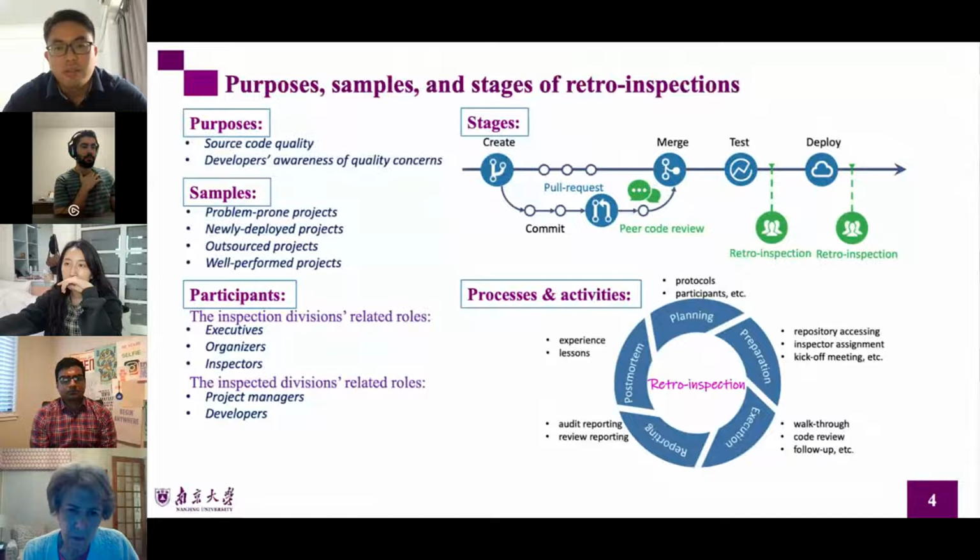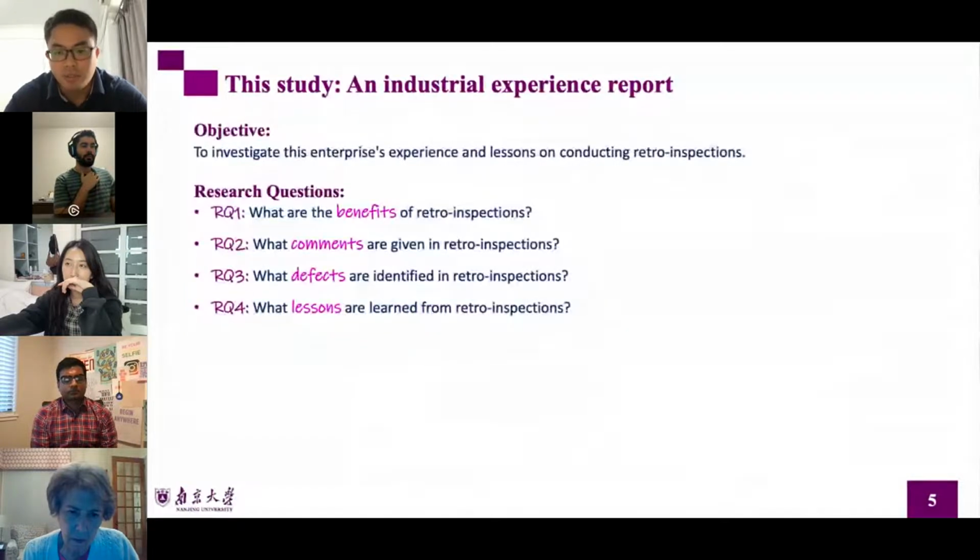This study aims to investigate the experience and lessons from retro inspections. To this end, we proposed 4 research questions. RQ1 is related to the benefits. RQ2 is related to the common comment styles in retro inspections. RQ3 concerns the defect types and the severities. Finally, RQ4 concerns the lessons learned from retro inspections.